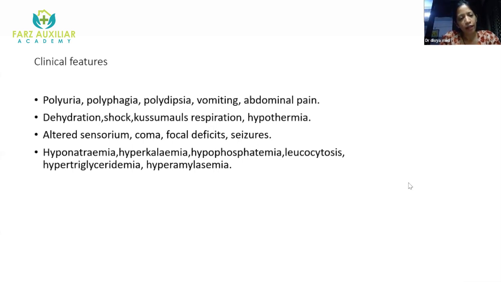So the hyponatremia will be there. How do you calculate the corrected sodium? You have to add 2.4 to your sodium value for every 100 milligrams of sugar elevated above 100. So if the sugars are 500, you have to add 2.4 times four to your sodium value, and that is your actual corrected sodium. The second thing is hyperkalemia.